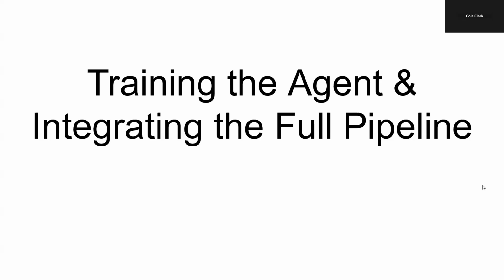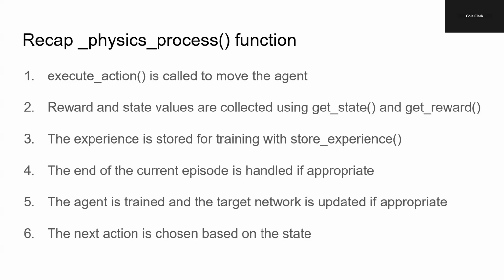In this video, we will discuss how the agent trains using episodes and troubleshooting with reinforcement machine learning. In the last video, we covered the physics process function and how it updates the agent. Most of this function can be broken into 6 steps.